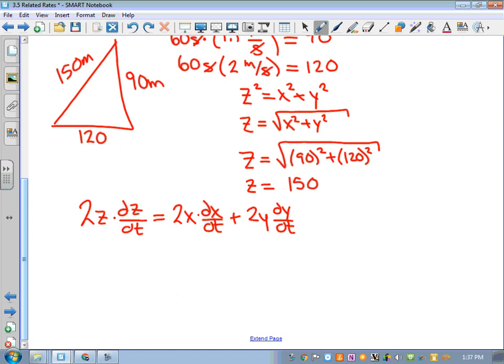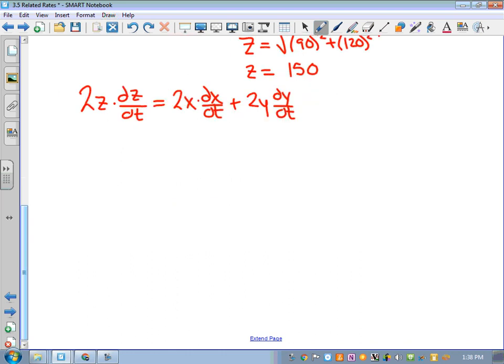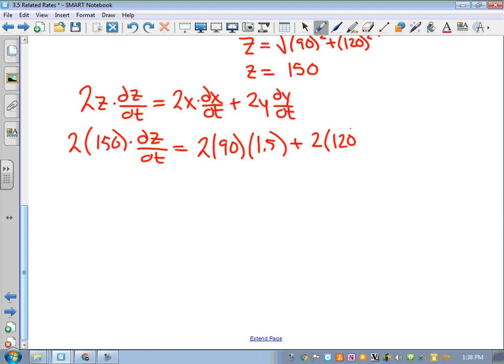We're going to have 2 times 150 times this unknown dz over dt is equal to 2 times 90 times 1.5 plus 2 times 120 times 2. That 2 is the rate at which the woman is walking away. And then from here, it's basically using your calculator. I will show that manipulation, and all I'm going to do is divide the right-hand side by the 2 and the 150.